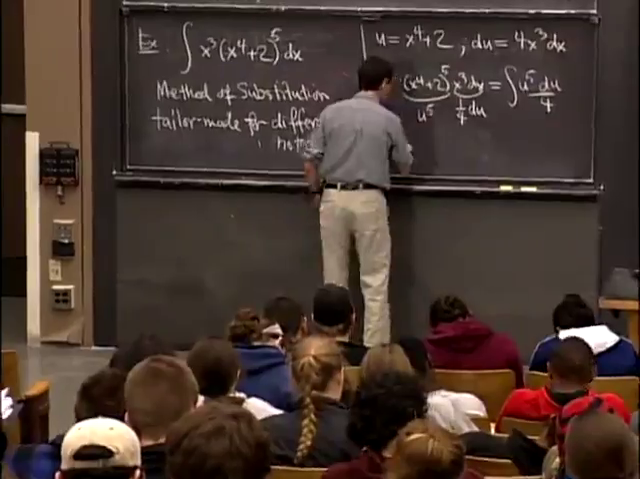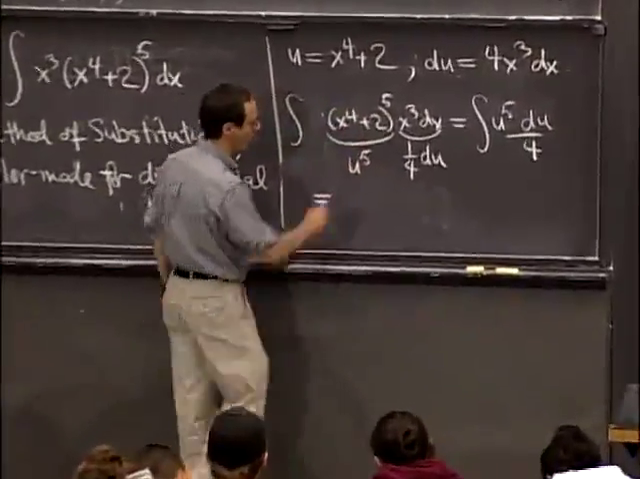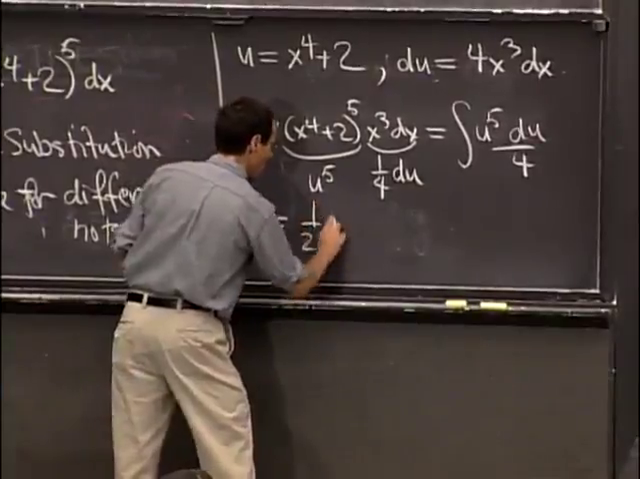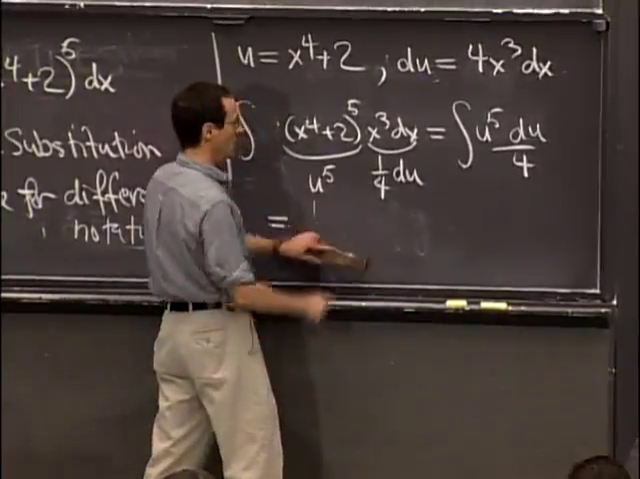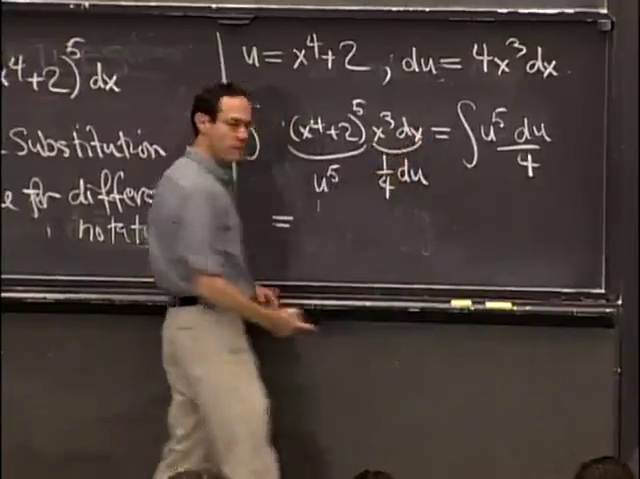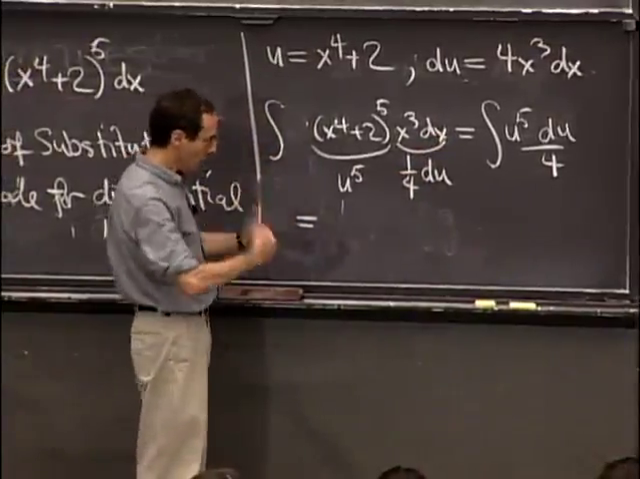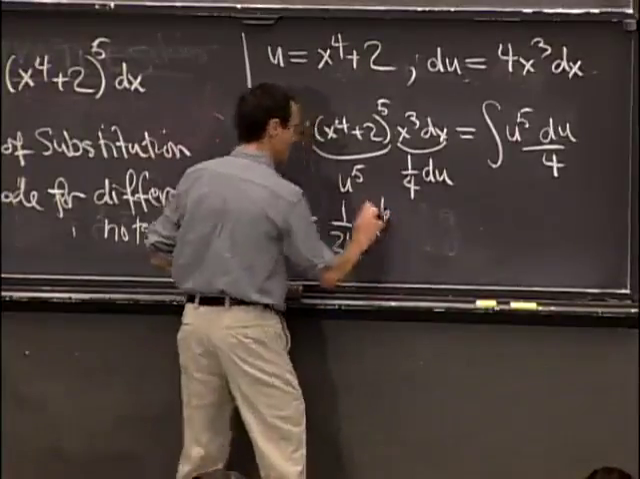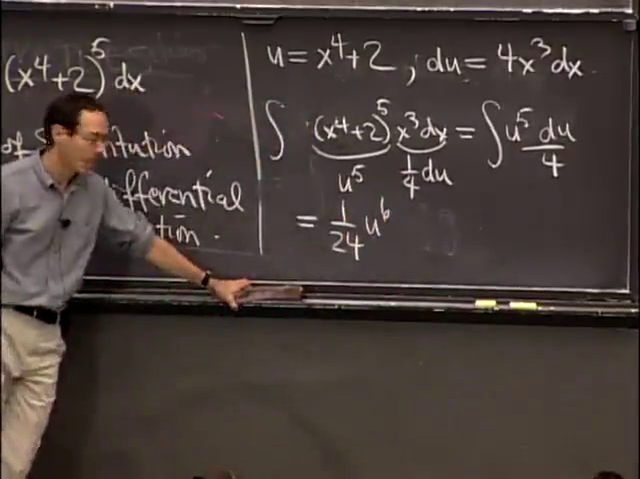And that's relatively easy to integrate. That is just a power. So let's see. It's just a 20th u to the, whoops, not a 20th. The antiderivative of u to the fifth is u to the sixth with a 1/6. So it's 1 over 24 u to the sixth plus c.